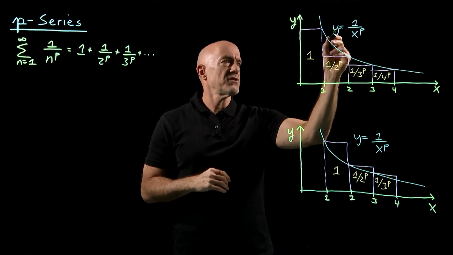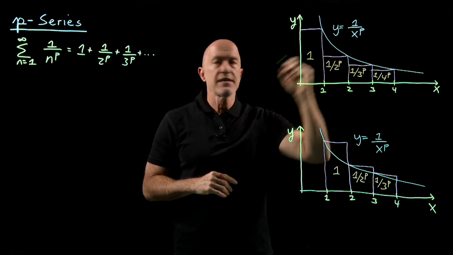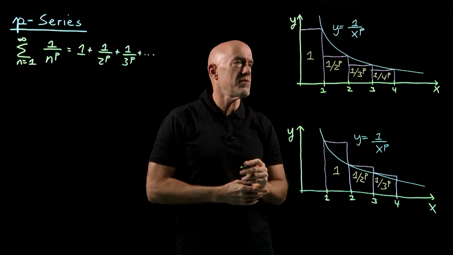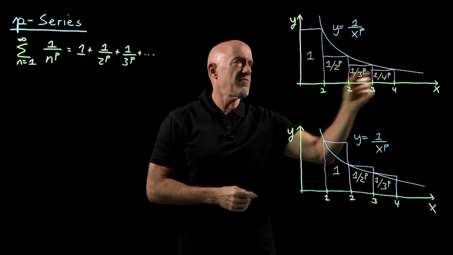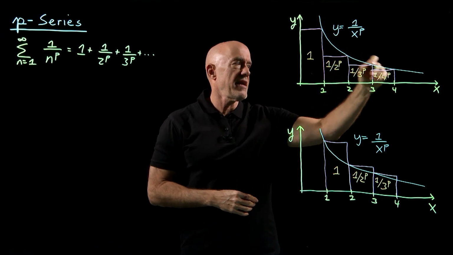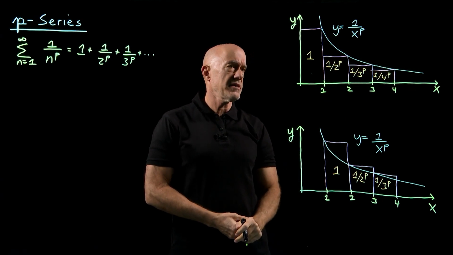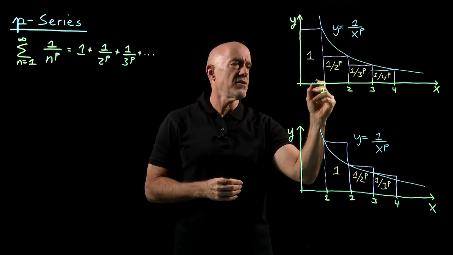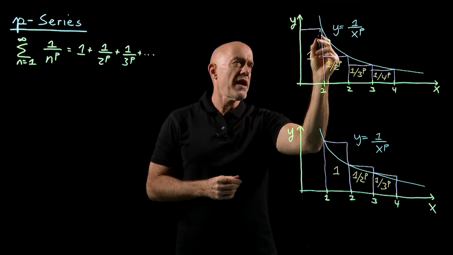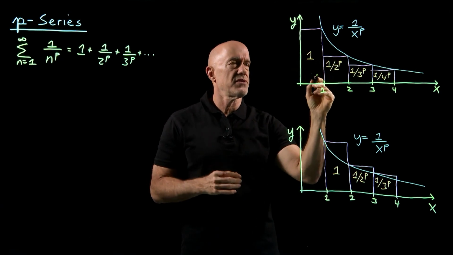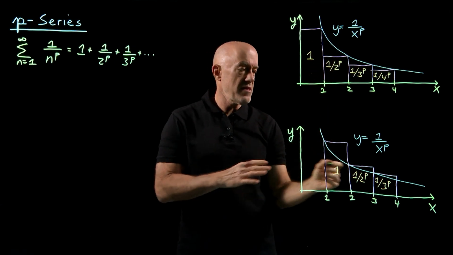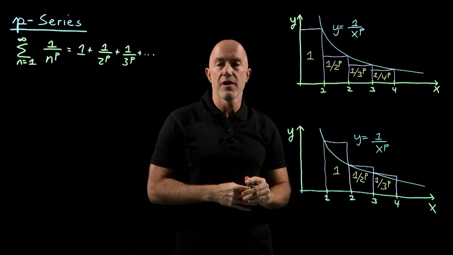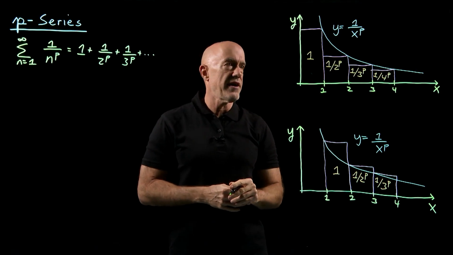So if we plot the function y equals 1 over x to the p, now replacing the natural numbers by the real numbers, we get a graph. If p is positive, then it's a decaying function in x. And in this first plot here, I draw rectangles where the upper right corner of the rectangle touches the graph. And in the lower plot, I draw rectangles where the upper left corner of the rectangle touches the graph.